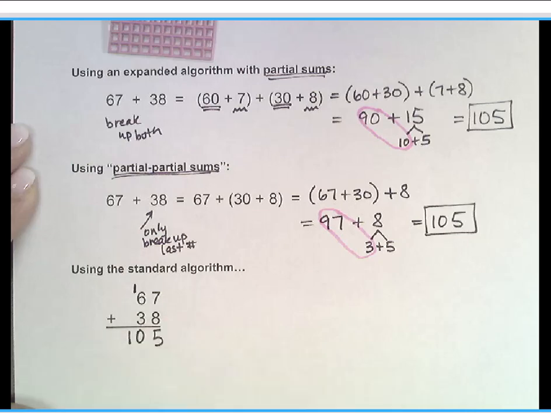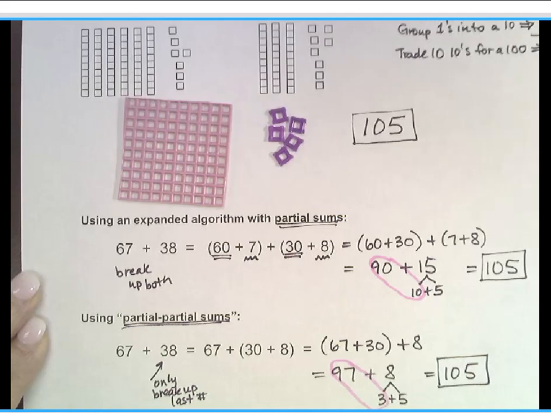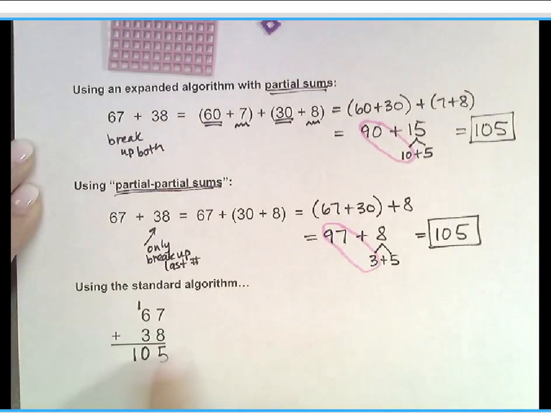So I think if you start with base 10 blocks, this algorithm makes a lot more sense, because if they've seen it happen in person and actually worked with base 10 blocks, it makes this more conceptual, abstract idea a little bit more concrete.